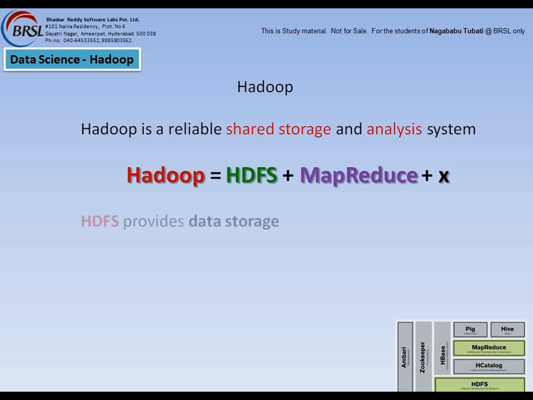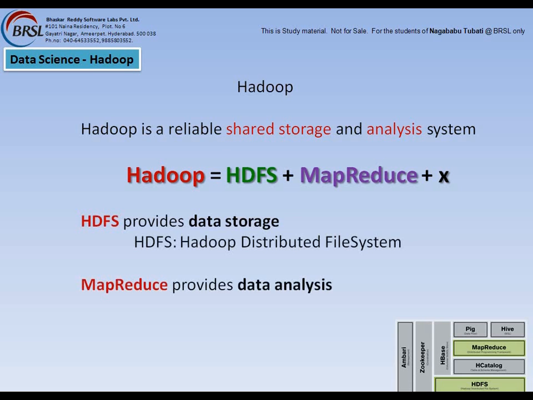First, HDFS. HDFS provides data storage. It is for storing the data. HDFS stands for Hadoop Distributed File System. Second, MapReduce. It provides data analysis. So it is for analyzing the data. MapReduce is a combination of two functions. One is a map function and a reduce function. That is what is MapReduce. Let's see the details of HDFS.